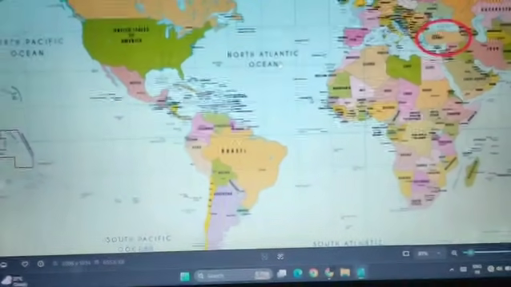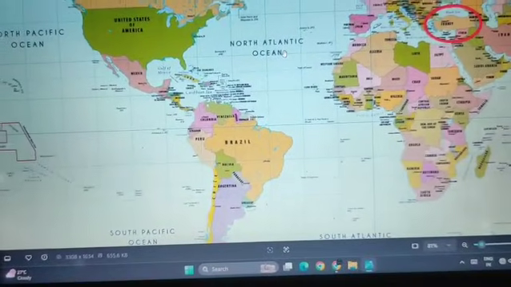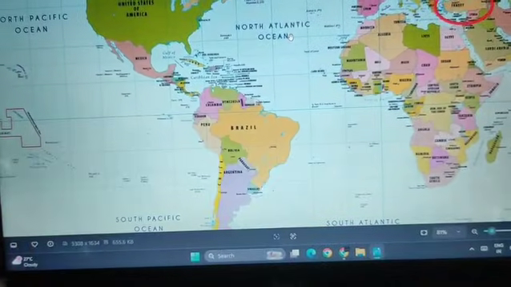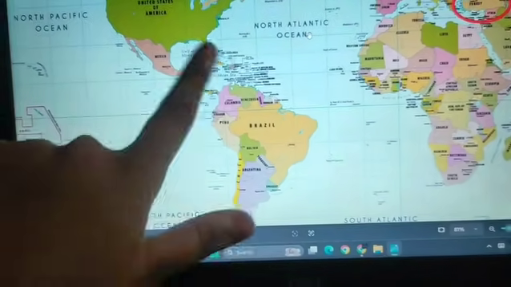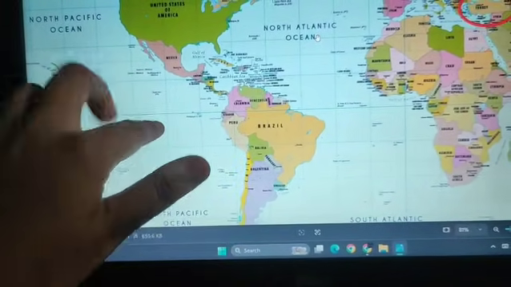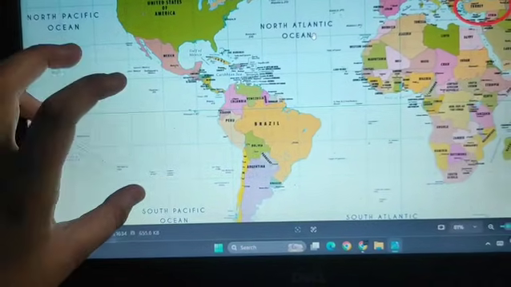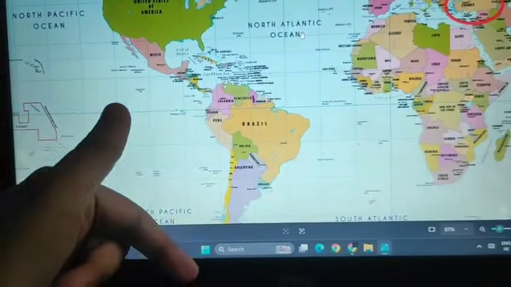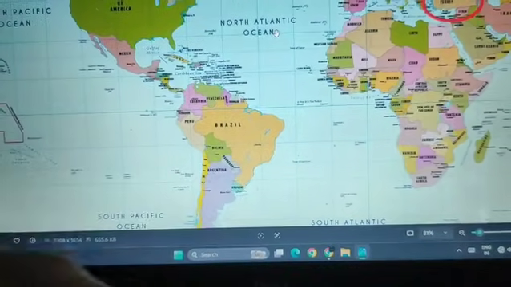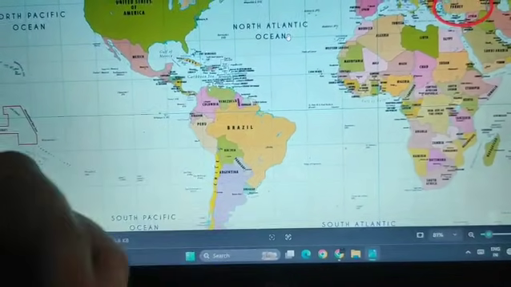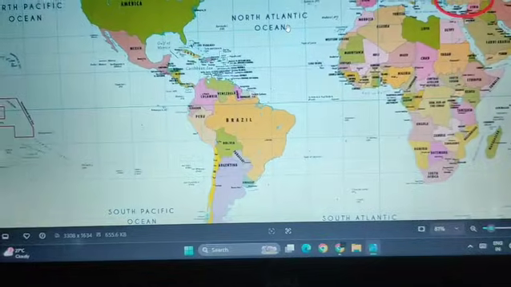Let's look into the world map and try to find out the four major latitudes, which are the Equator, Tropic of Cancer, Tropic of Capricorn, Arctic Circle, and Antarctic Circle. So we will find out about these latitudes, from which countries they pass.